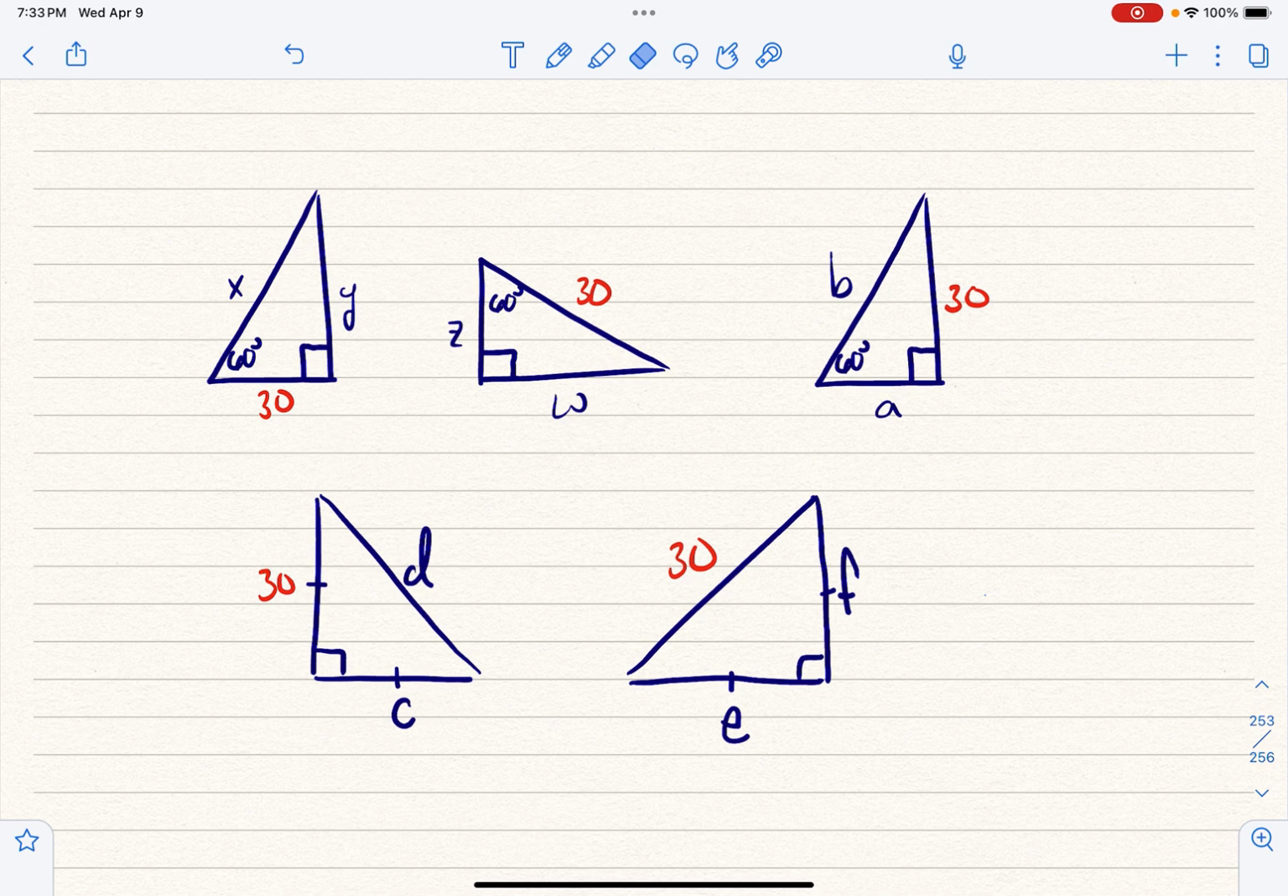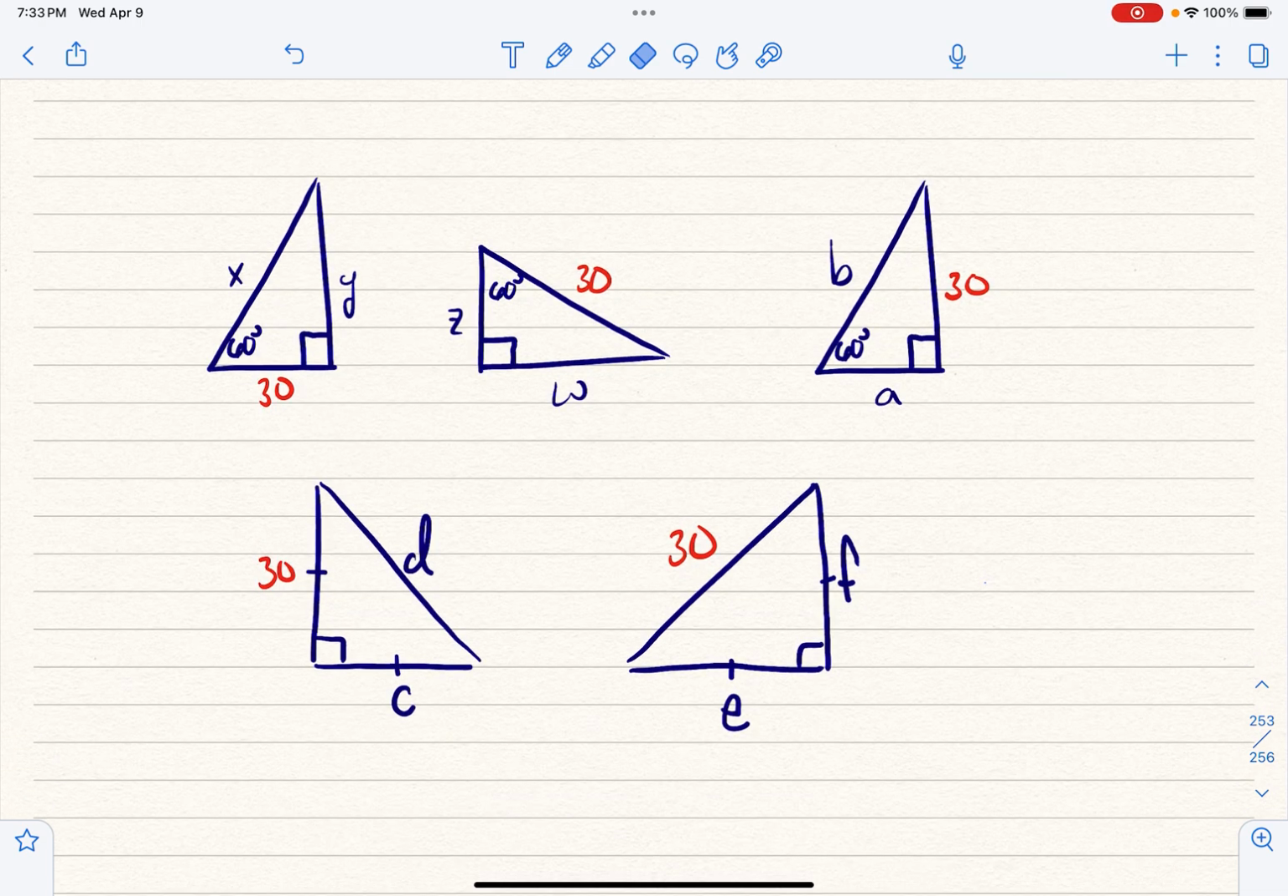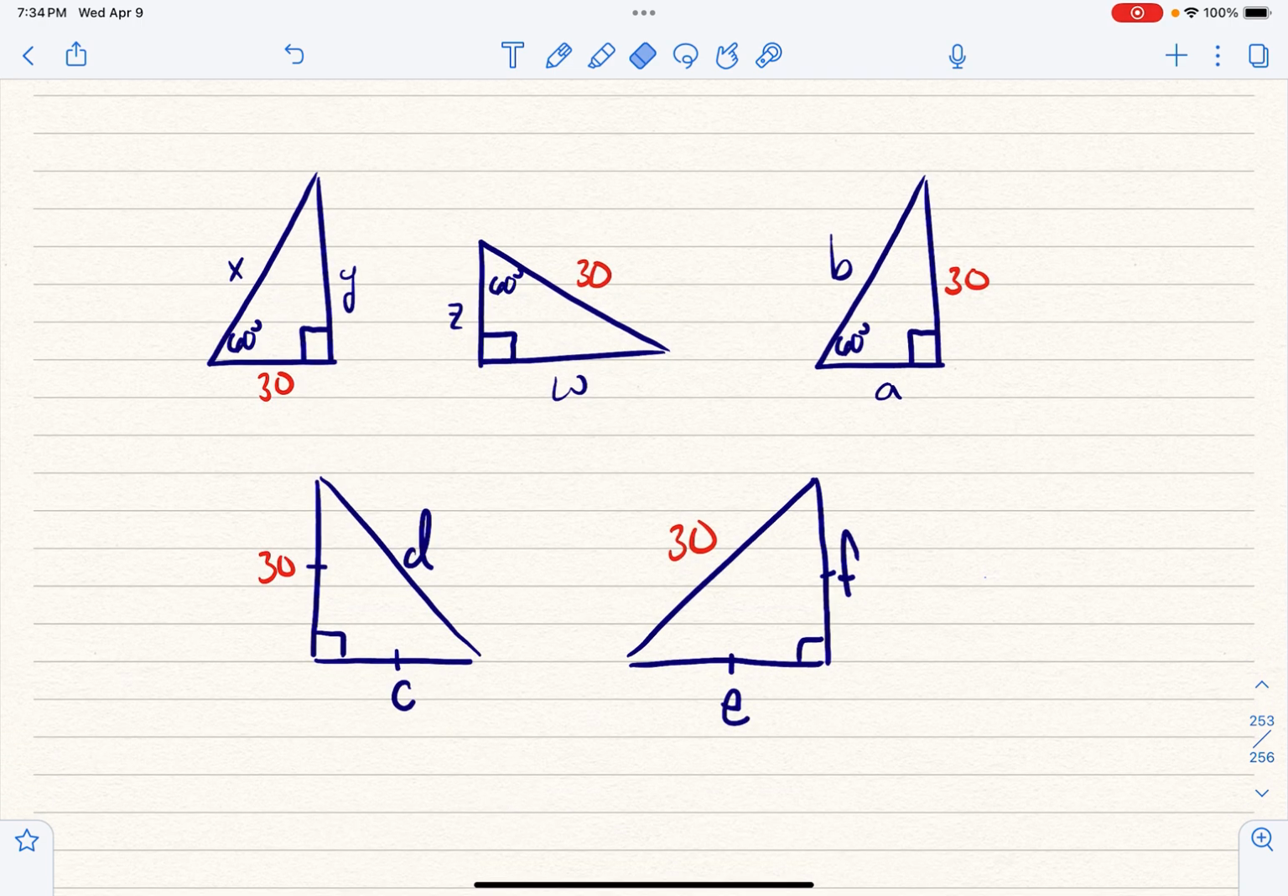Okay, notice I just kept repeating the same number. I said we're just going to make all of the unknown sides or all the sides 30, and you have to respond from that. So I need you to now figure out all the variables: X, Y, Z, W, A, B, C, D, E, and F. So go ahead and pause the video right here, and we'll go over the answers in just a couple minutes.